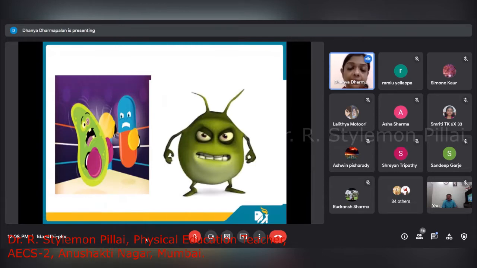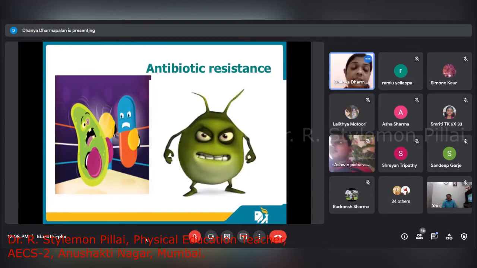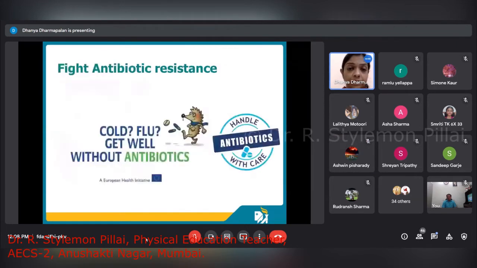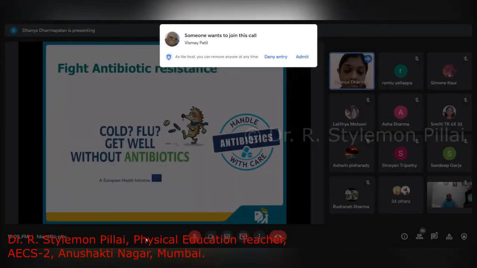So unnecessary use of antibiotics sometimes makes the bug more powerful. And this is called antibiotic resistance. I know this is too early to know much about this, but I just meant to introduce it because you are the next generation. We are facing a lot of problems, and this is as big a problem as COVID-19. So antibiotics should not be unnecessarily used. And at the same time, if the doctor feels antibiotics are necessary for you when you fall ill, we should take them in the correct dose and duration.